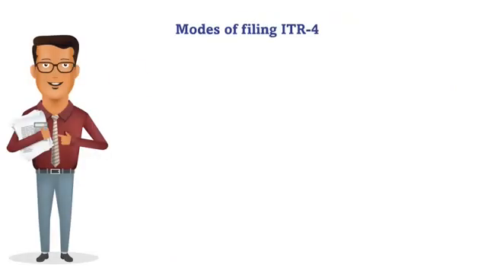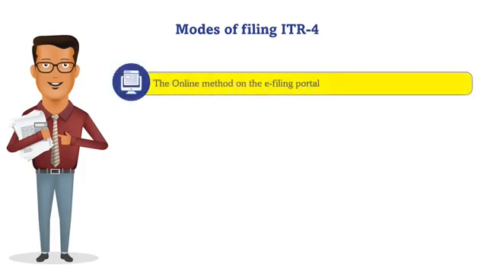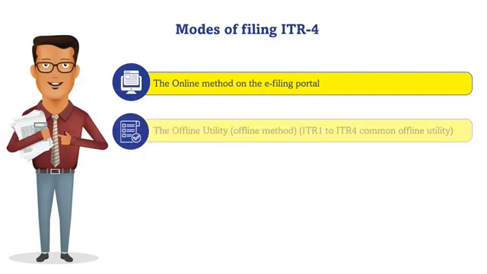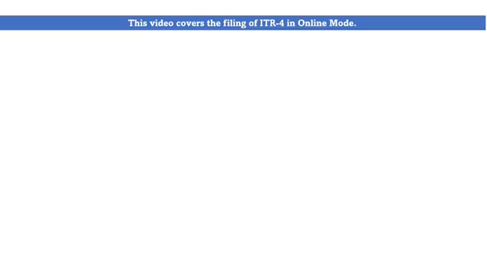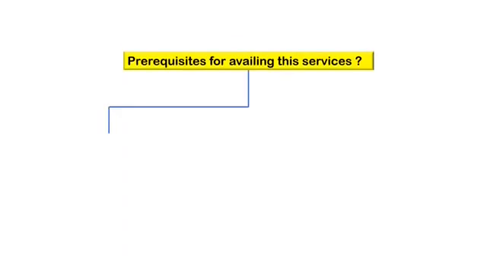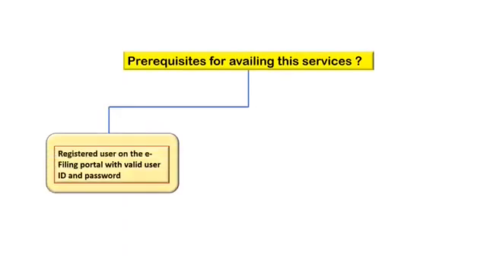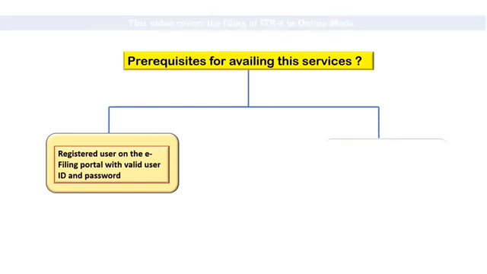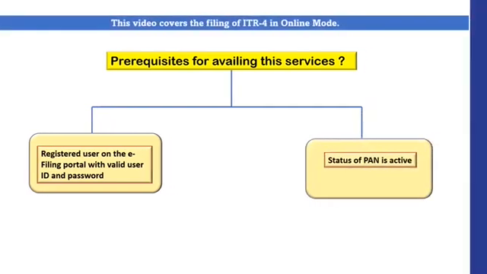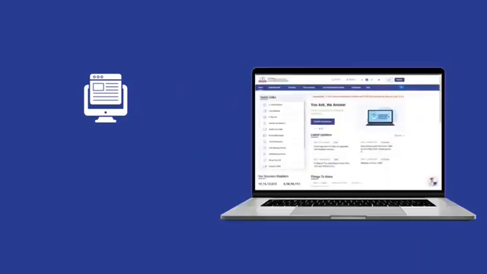There are two modes of filing ITR: the online method on the eFiling portal, or by downloading the offline utility from the download section of the eFiling portal. In this video, we will cover filing of ITR 4 in online mode. In order to file this ITR, you should be a registered user on the eFiling portal with a valid user ID and password, and the status of your PAN should be active. Let us now see step by step how to file ITR 4 in online mode.